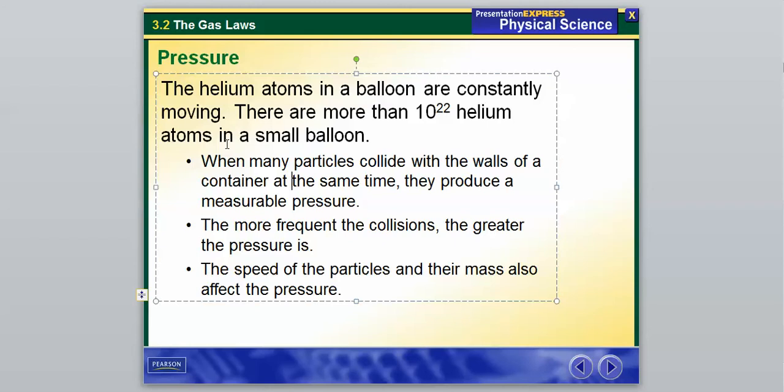And the reason why there's that pressure is because those 10 to the 22nd atoms are constantly hitting the walls of the balloon. So that's what causes the pressure. The reason why you can't just smush it up into a little tiny balloon inside your hand is because those helium atoms are fighting back. They're putting pressure. So the more frequent the collisions, the greater the pressure is. And the speed of the particles and their mass also affect the pressure. So all of those come into effect when we talk about how pressure works and why we have force inside of a helium-filled balloon.